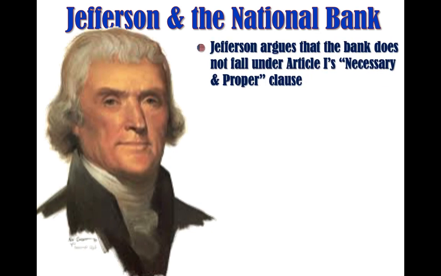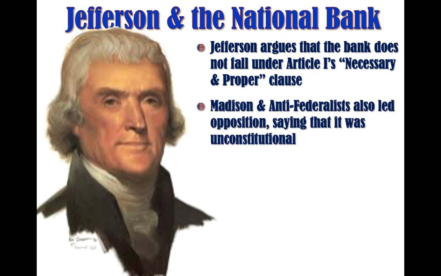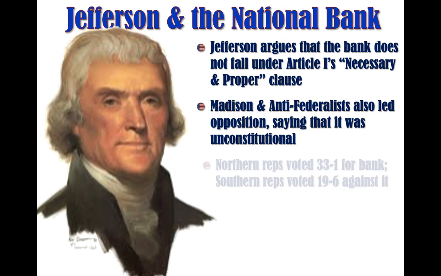He argues that the bank does not fall under Article 1's necessary and proper clause. So Jefferson thought that if a bank wasn't mentioned in the necessary and proper clause, the government should not have any say in creating a national bank. He said that was not the government's responsibility. So Madison and the Anti-Federalists, and Thomas Jefferson was also an Anti-Federalist, led this opposition, saying it was unconstitutional to create a national bank. They were basically saying it doesn't say it in the Constitution, so it would be unconstitutional for us to start a bank.